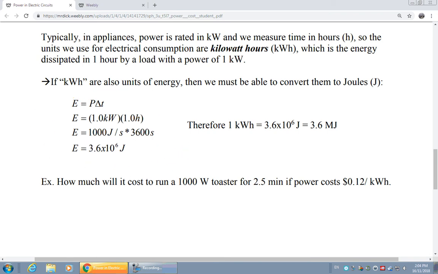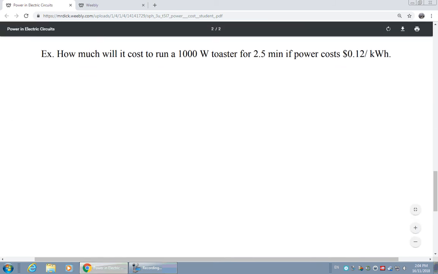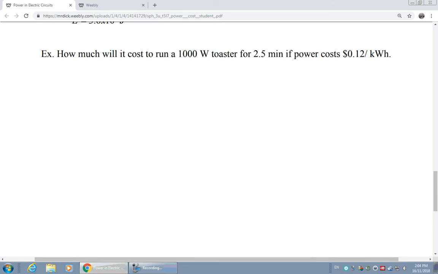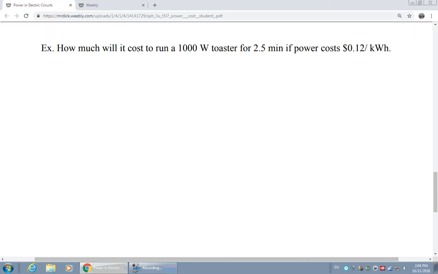So let's take a second and do a little example of that. If we want to know how much it's going to cost to run a 1,000 watt toaster for 2.5 minutes, if power costs about 12 cents per kilowatt hour. Well, let's write down some things that we know. We're told the power in watts, so that's 1,000 watts. But again, we eventually want to be able to get our energy amount in kilowatt hours. So it's useful if we convert this right away into kilowatts. So we could call this exactly 1.0 kilowatts. That's what 1,000 watts really means.